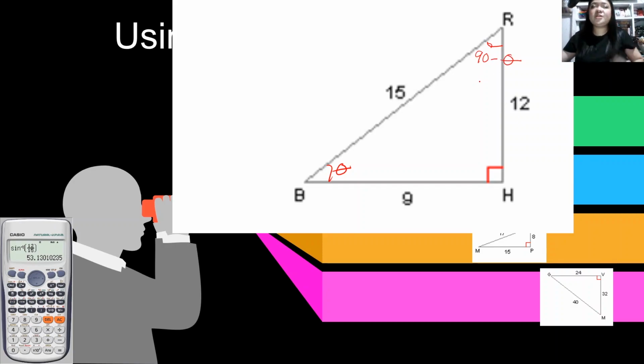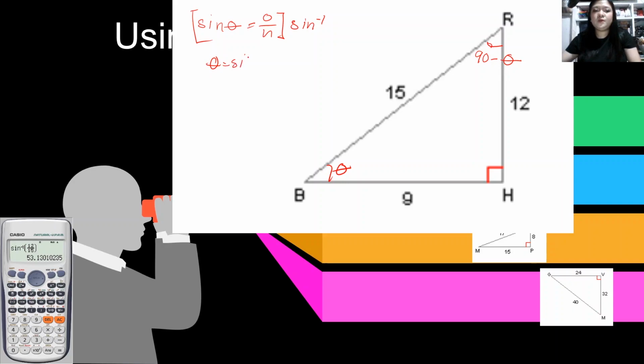Okay, all sides are given. We can use either sine, cosine, or tangent. So let's just use sine first. Okay, so from the previous slide, we learned that to get the value of theta, we previously have sine theta, which is opposite over hypotenuse. To get the value of theta, we just multiply both sides by sine raised to -1 or arc sine. So, when we multiply sine and sine raised to -1, that will give us sine raised to 0. And any number raised to 0 will always be 1. So 1 times theta is theta.